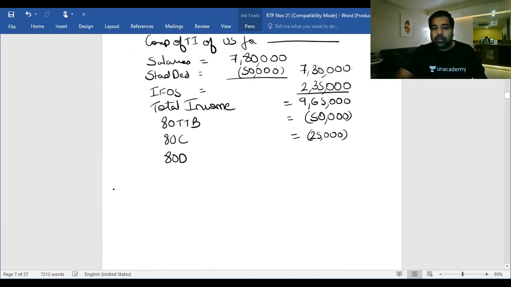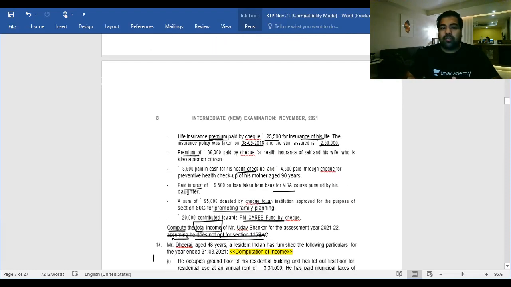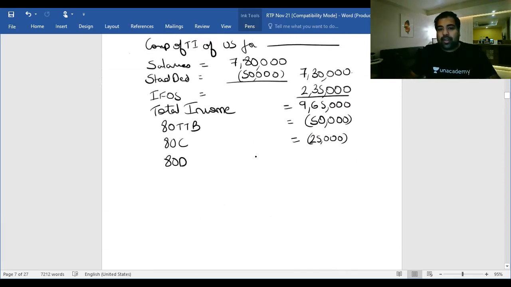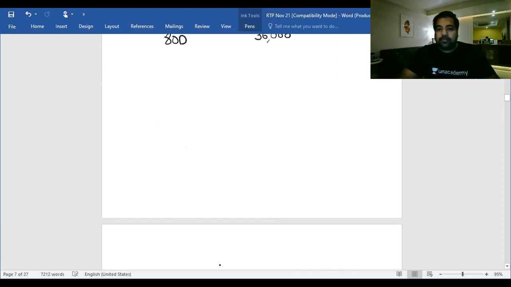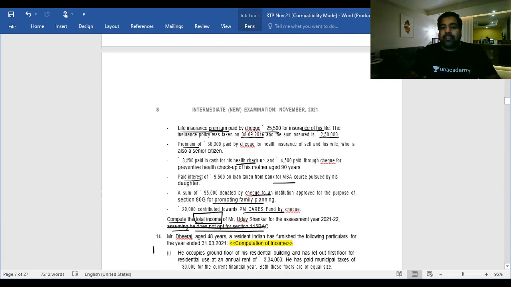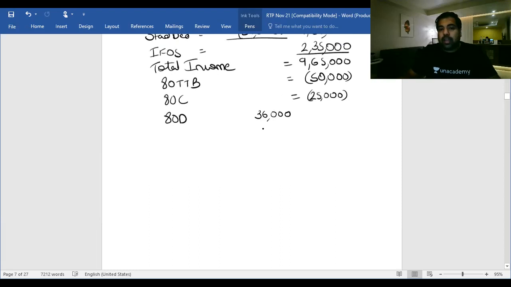Next is 80D. I know it because I saw health insurance somewhere. Premium of 36,000 paid by check for health insurance of self and wife who is also senior citizen. The limit is 50,000. So this is 36,000. I'm writing 36,000 here in the inner column because I know there is some other health checkup as well. 3,500 paid in cash for health checkup. So that also you will add. And that should be within the limit of 50,000. Yes, it is in the limit of 50,000. So this one is 36,000 plus 3,500, 39,500.